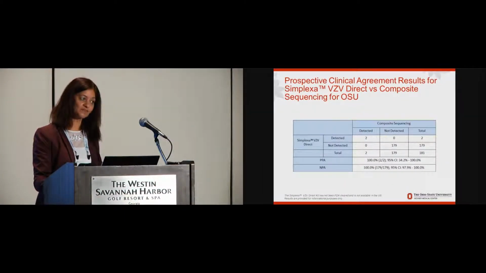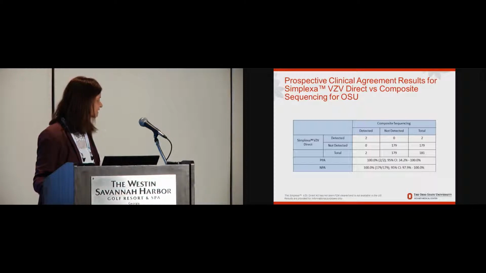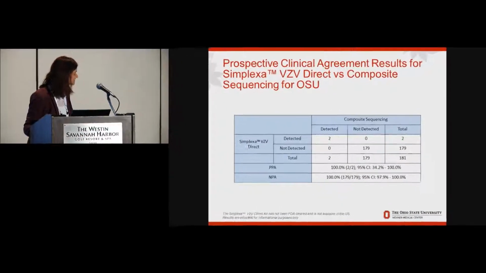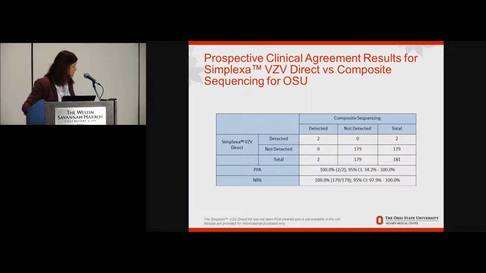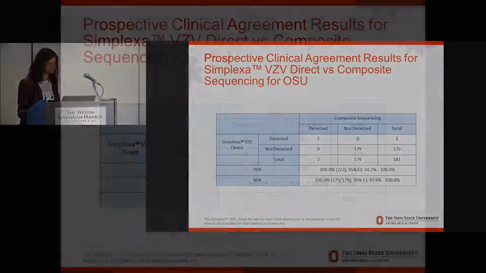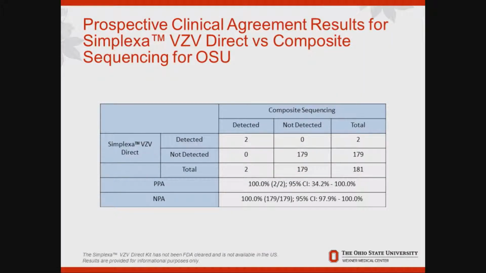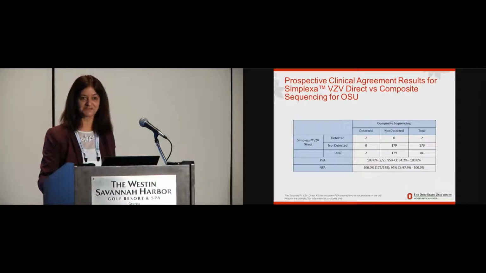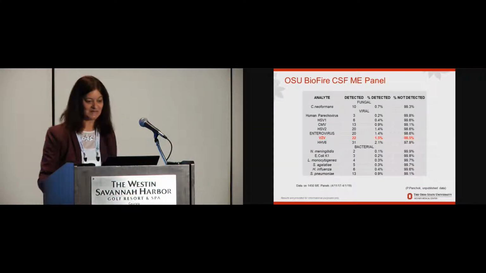Out of these 2 samples that were positive, both of those samples were positive by Simplexa VZV assay, and also composite sequencing confirmed those samples. So 100% positive predictive agreement and 100% negative predictive agreement on those 2 samples. Yay! So that was good to see.